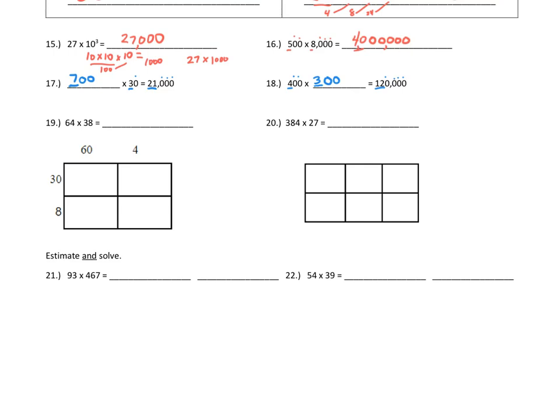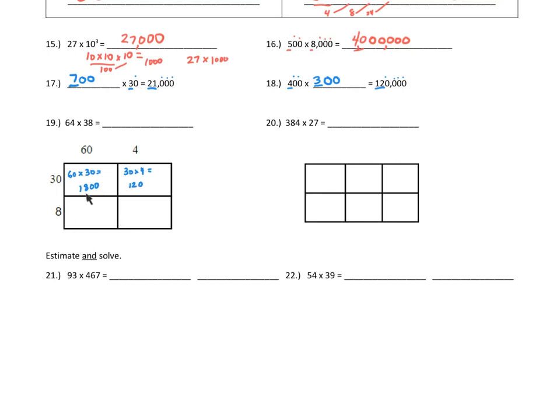So this first box, this box right here, is going to be the factors 60 times 30. So 60 times 30, that equals 18 with 2 10s. The next box to the right is 30 times 4. So that's 3 times 4 is 12 with 1 10.